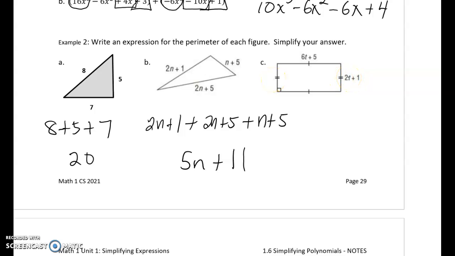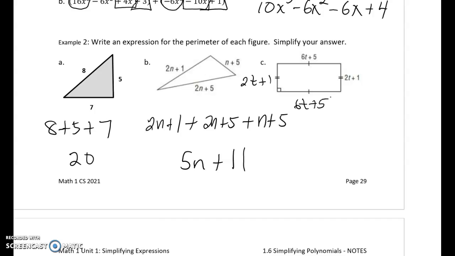This side has 2t plus 1 as its measurement. So it's safe to say that this other side has the same measurement of 2t plus 1. These two sides have that single tick mark. This side has a 6t plus 5 attached to it. And because of tick marks, and because we know it's a rectangle, we know that this side is going to have 6t plus 5 for its measurement.